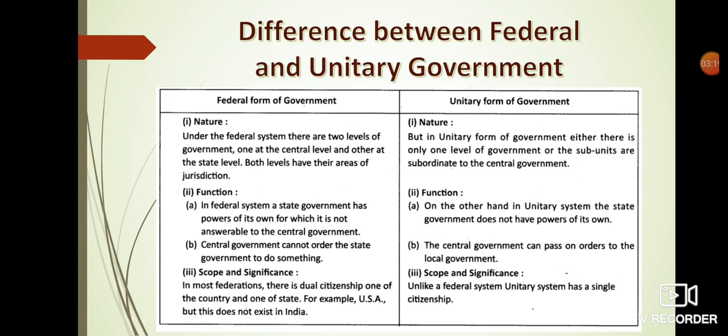In most federations, there is dual citizenship, one of the country and one of the state, like in the USA, but this does not exist in India, because in India we have only one citizenship. Unlike a federal system, a unitary system has a single citizenship. So in India, the powers are shared among the different forms of government, but the citizenship is a single citizenship.